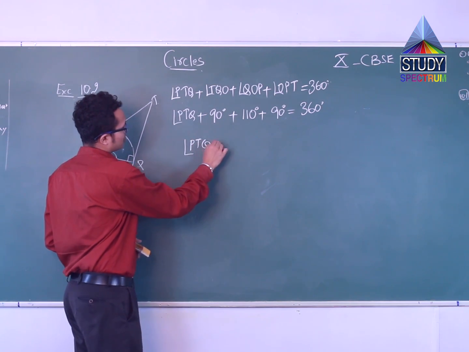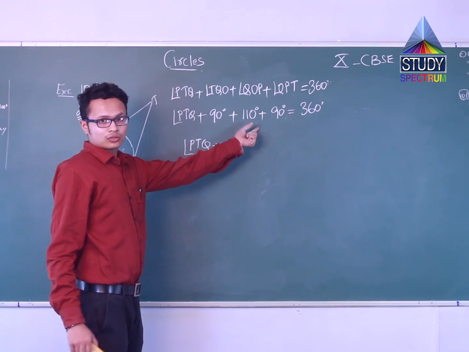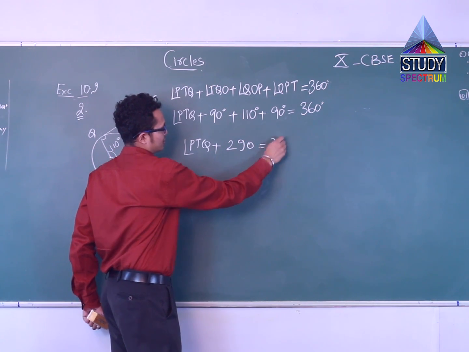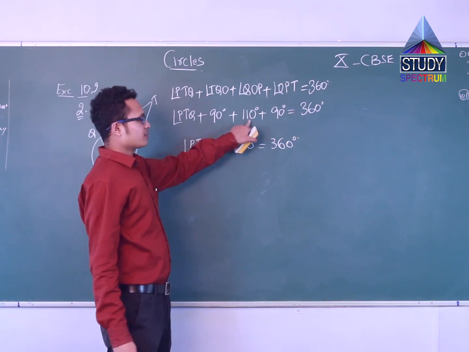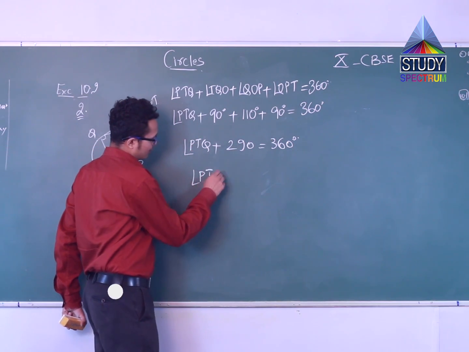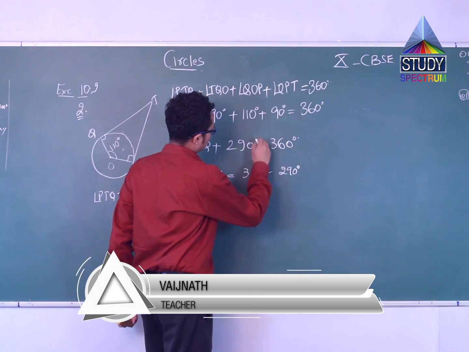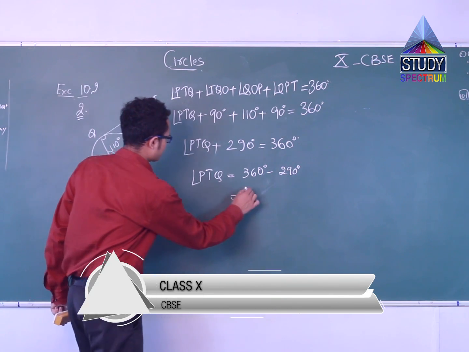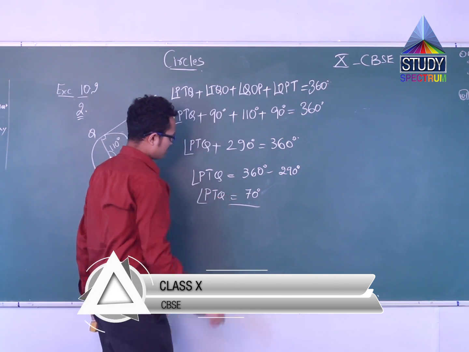Angle PTQ plus 90 plus 110 is 200, plus 90 is 290, which is equal to 360. So angle PTQ is equal to 360 degrees minus 290 degrees. When you subtract, you should get 70 degrees. There is another shortcut way to do this problem.